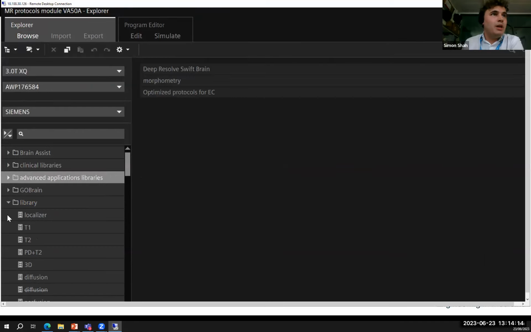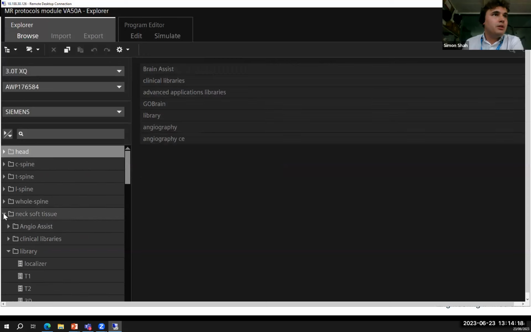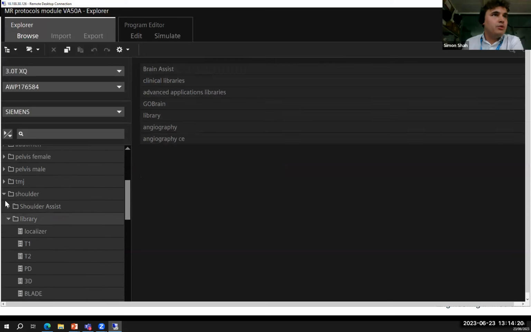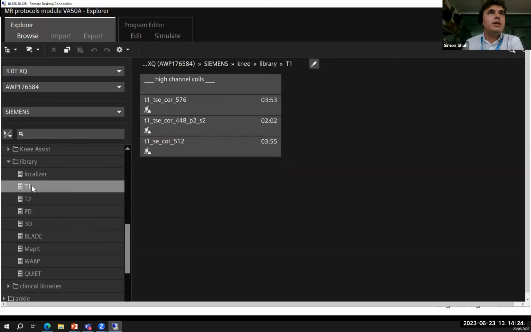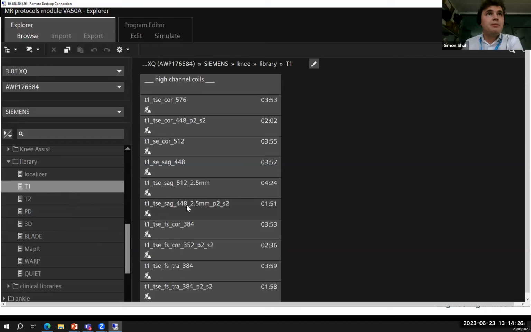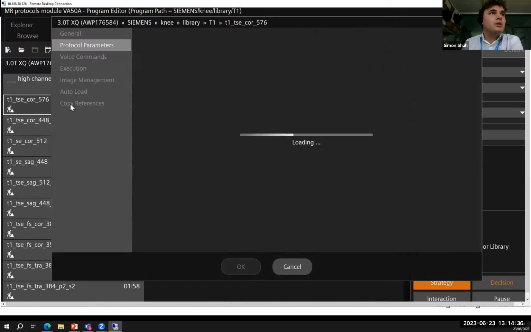So the final thing, and what I actually want to do, is show you how you go about trying to optimize a sequence with Deep Resolve Boost. So let's take a scan here in the knee, and we'll take one of the T1 scans, the coronal. I'm going to blur myself, do the edit mode. Go into the coronal T1 TSE.